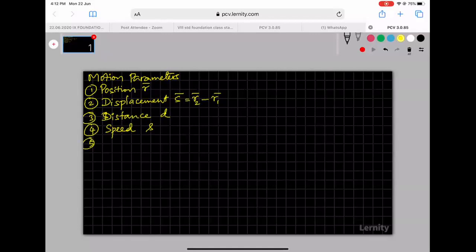And now we shall deal with velocity, which is denoted by small letter v. V bar is its usual notation. The definition of velocity.